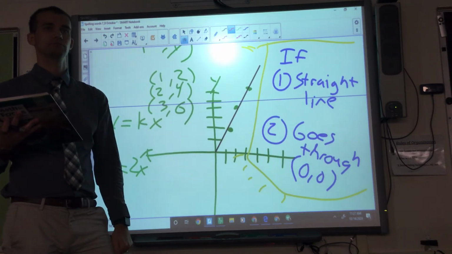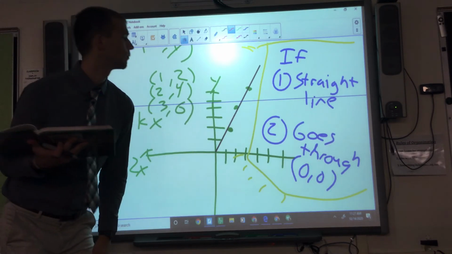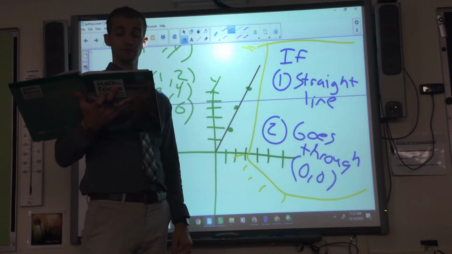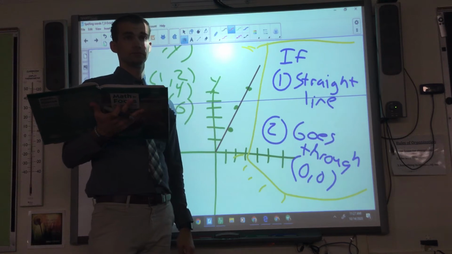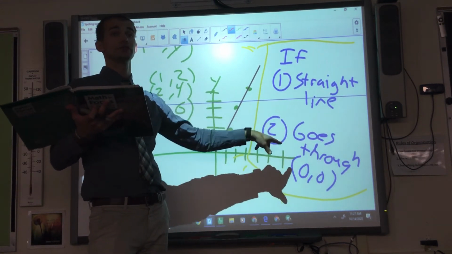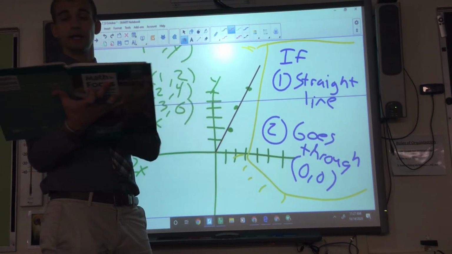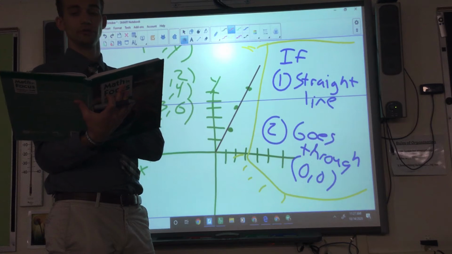No. Why not? Because it doesn't go up from 0, 0. It doesn't go through 0, 0, or the origin. That's what you call that point. So if it doesn't go through it, it's not a direct proportion. C.